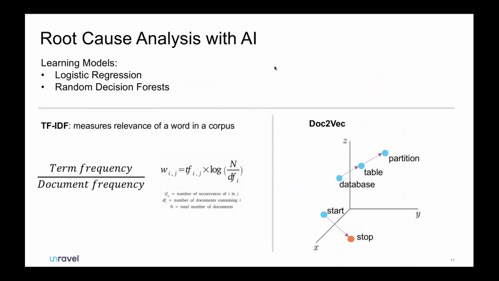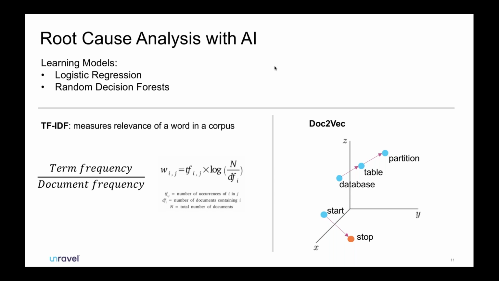But we've looked at different types of models, so both logistic regression and random decision forests. The reason why we chose these two is that, for example, with logistic regression, there's a limited number of possible values for what the outcome is. If a job fails because it can't find a table, right, then there's only a limited number of reasons why that table could be missing. In some ways, the error code could even be telling you exactly what that is.